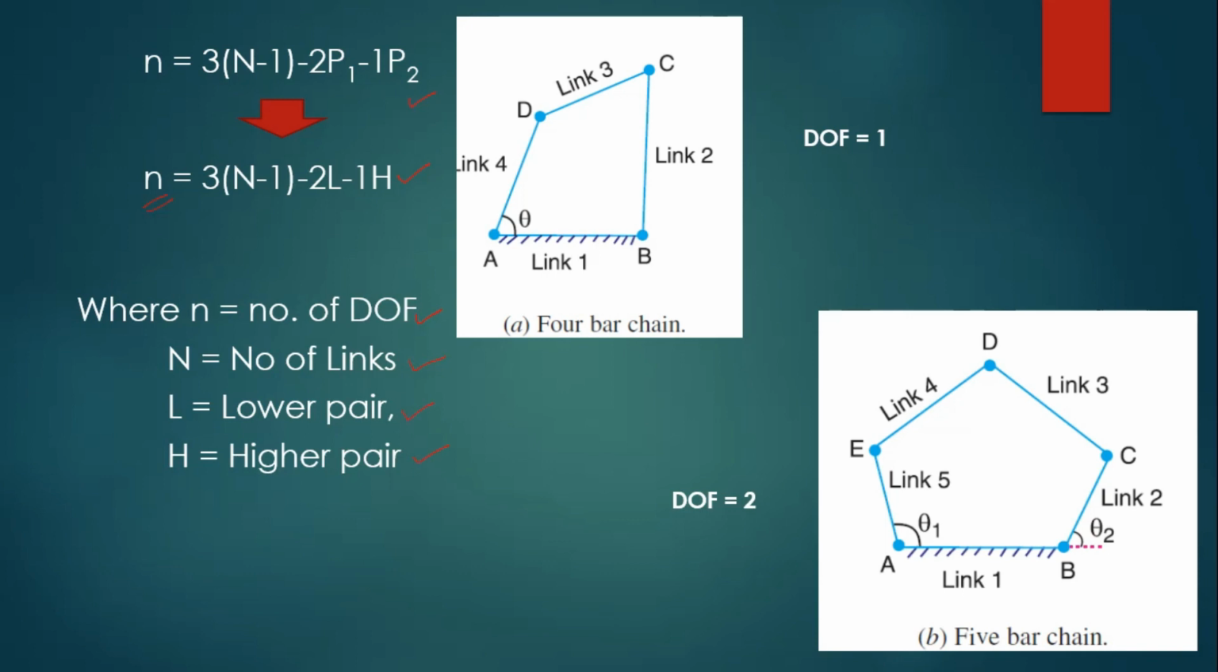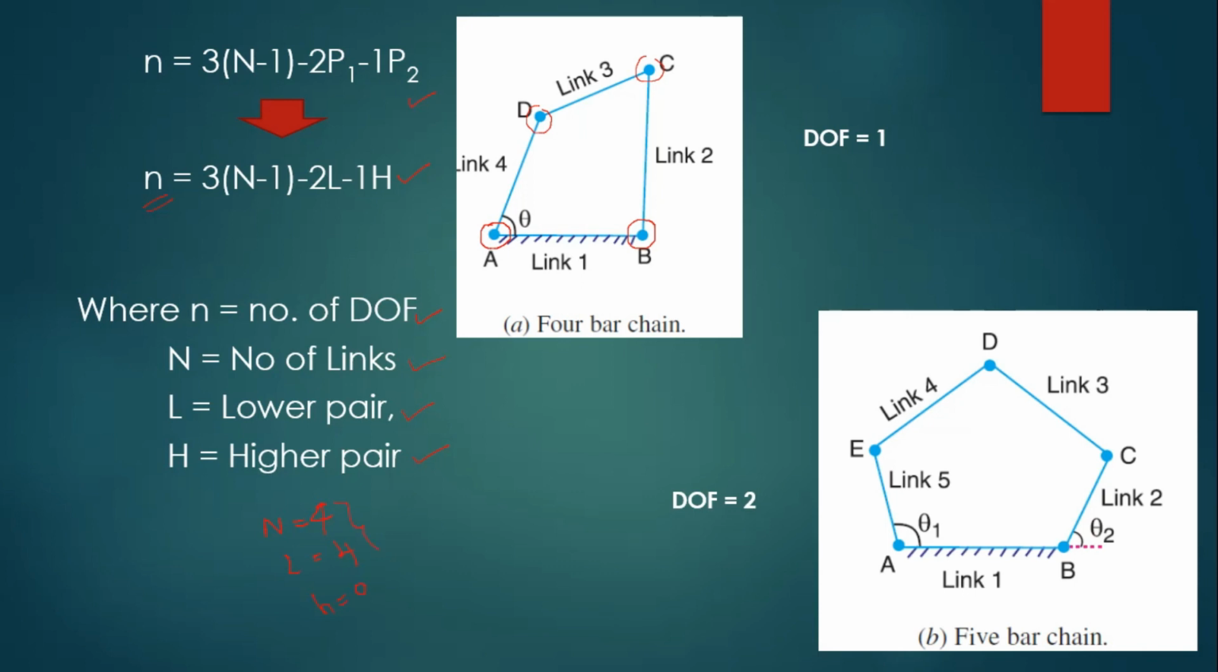Already we know that the 4-bar mechanism has 4 links. So substitute capital N equal to 4, and L is equal to lower pairs. A lower pair means a surface contact or an area contact, right? Here link 1 and link 4 are connected at point A by a pin joint, and link 1 and link 2 are connected at point B by a pin joint, whereas C and D are also connected by pin joints. So these 4 joints are area contact points. So these 4 joints are lower pairs, right? So L is equal to 4. And what about higher pairs? If there is a point contact or a line contact, it comes under the higher pair. In this 4-bar mechanism there are no higher pairs. So H is equal to 0.